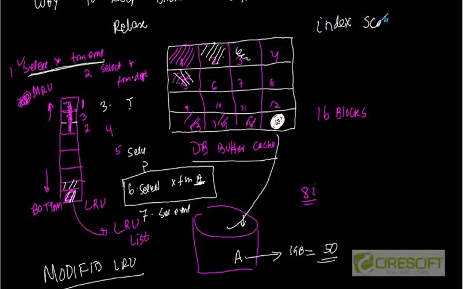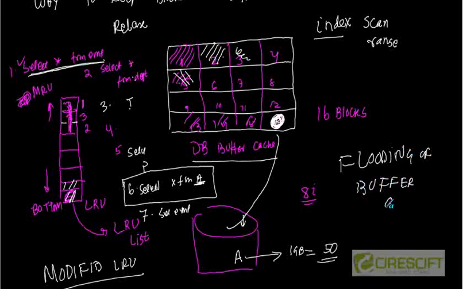In the case of an index range scan, if your leaf nodes have multiple blocks, then it may happen that it will flood the buffer cache again. Don't worry if you do not understand index scan. What I'm saying is that the modified LRU is going to fail in certain cases, and the flooding of the buffer cache can still happen. If that happens, a lot of other data will not be available, which means a lot of other users are going to have a bad response time, or they will suffer.